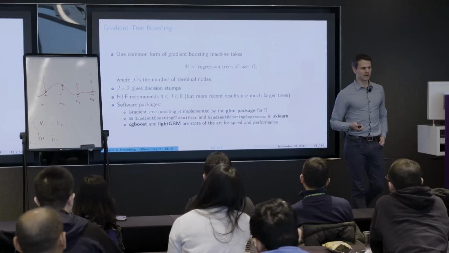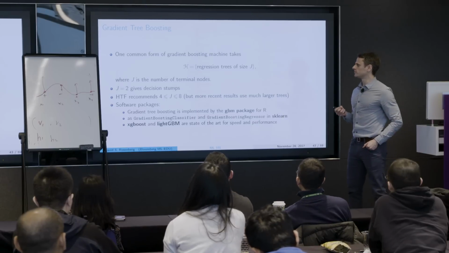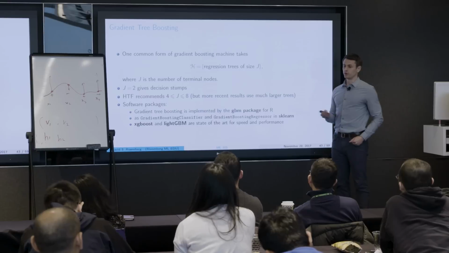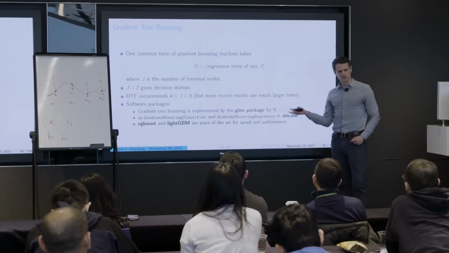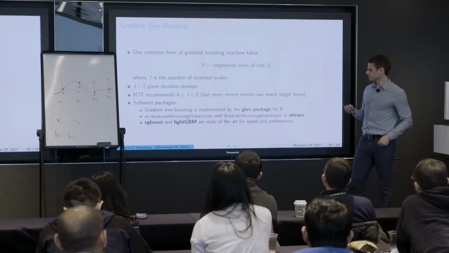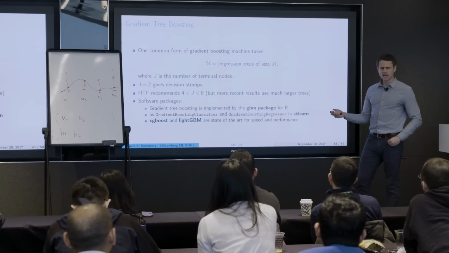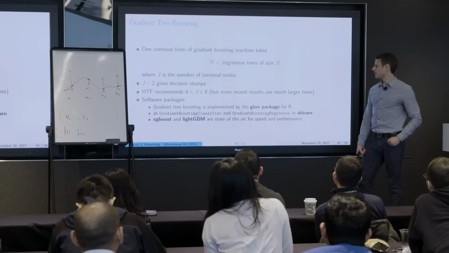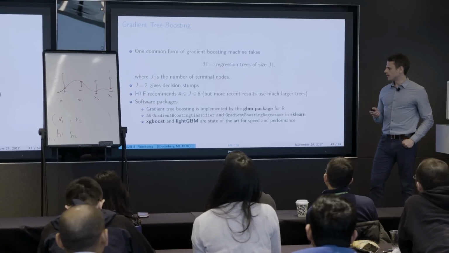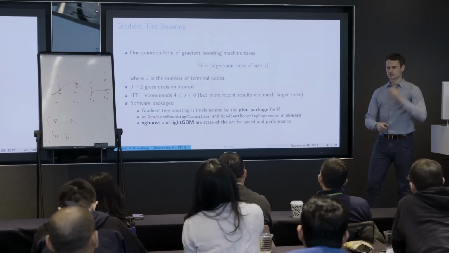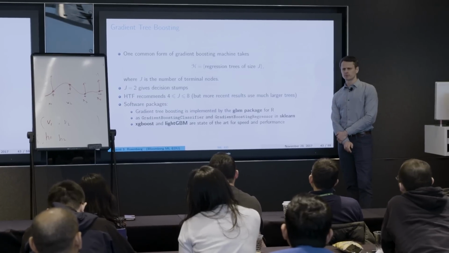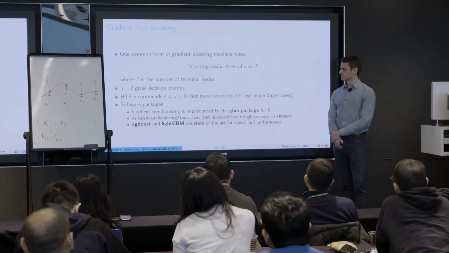But these days, with XGBoost and these sorts of things, people are making trees that are much bigger than this. So 30, 40 leaf nodes or depths, depending on the shape of the tree. Software packages: GBM is a very popular one that's in R. But sklearn has their version, GradientBoostingClassifier and GradientBoostingRegressor. The state-of-the-art software packages these days are XGBoost and LightGBM. LightGBM is from Microsoft, both open source.